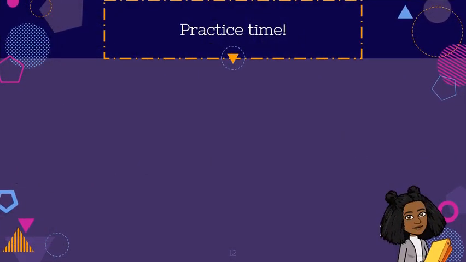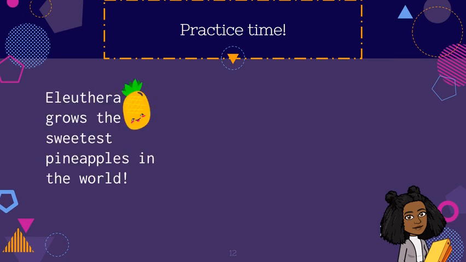It's practice time. Time to show off the skills that you just learned about. Do remember, boys and girls, a fact is a statement that can be proven true. Opinion is a statement that tells how someone thinks or feels. Let us read the sentences and then decide which ones are facts and which ones are opinions.